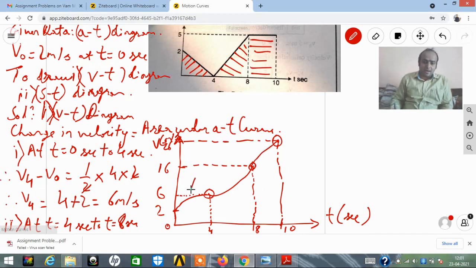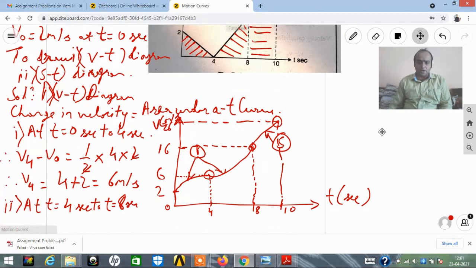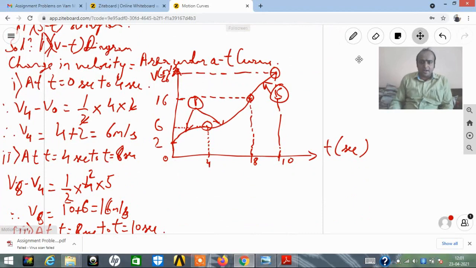That means I can write it over here. These two are parabolic curves, P, and this is a straight line, S. For this curve, please don't forget to mention that it is a V-T diagram. So till here you will be getting 3 marks.